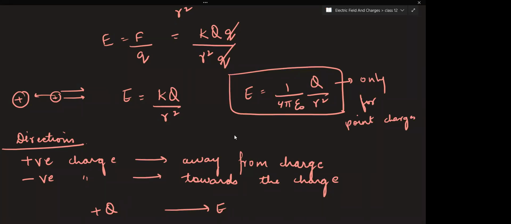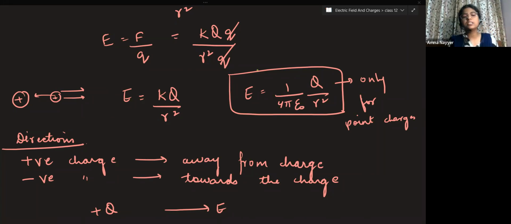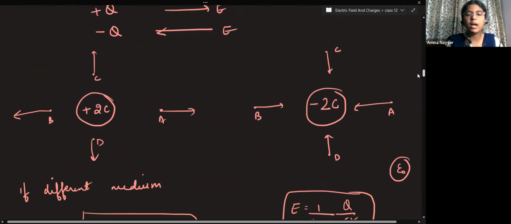Yes, teacher. All right. See, for a positive charge, you just have to remember the direction, that electric field is always away from the charge. Like if you have a positive charge plus 2 coulomb, and I take this point A, away from this charge will be towards the right hand side. If I take this point B, away from this charge will be towards the left hand side. Similarly, just opposite for the negative sign.